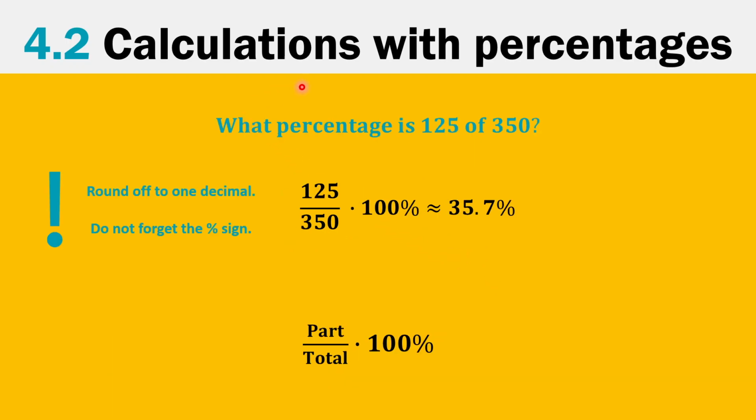And we also know how to calculate the percentage of a percentage. How much percent is 125 of 350? Do part divided by total times 100%, round to one decimal place, and do not forget the percentage sign. Okay, we're going to take a look at some other calculations with percentages.